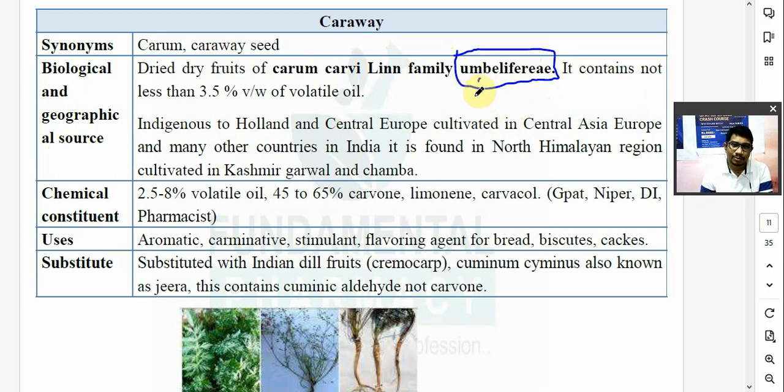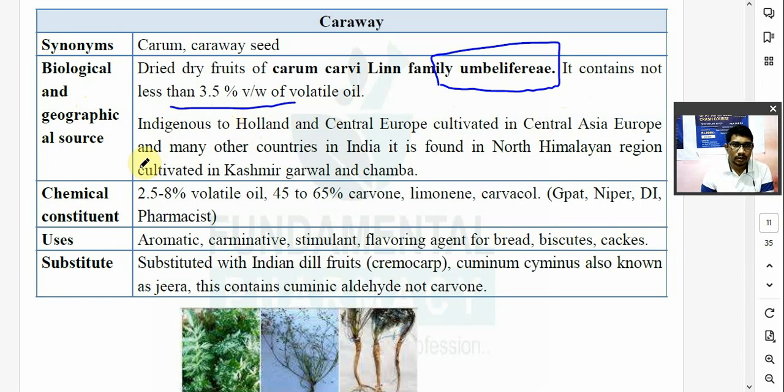The main important characteristic of this umbelliferous family is the cremocarp. Cremocarp means if you try to break down that fruit, it will break down into two equal parts, so the cotyledon will break into two equal parts. Cremocarp is an important feature of your umbelliferous family. A question has already come. Now it contains not less than 3.5% of volatile oil, weight by weight.